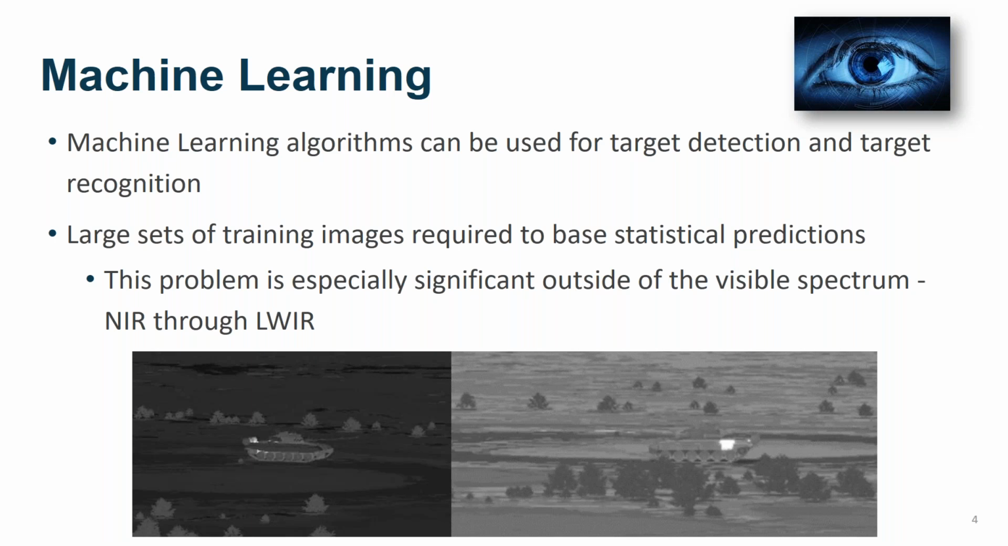AI/ML has become a very popular area of research over the past few years and has proven to be very powerful for image analysis, including target detection and target recognition. However, these topics require large data sets to ensure that outputs are statistically significant. These large data sets are relatively easy to come by in the visible spectrum, but it is very hard to find large enough data sets in the infrared spectrum, going from the near infrared to the long wave infrared. And this can cause a problem and a bottleneck if you wish to use machine learning in that wavelength.